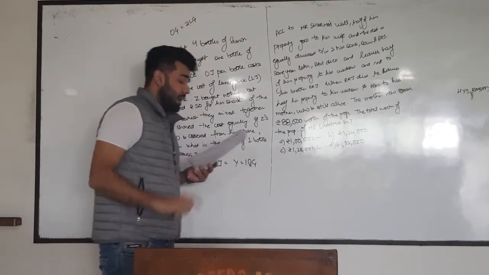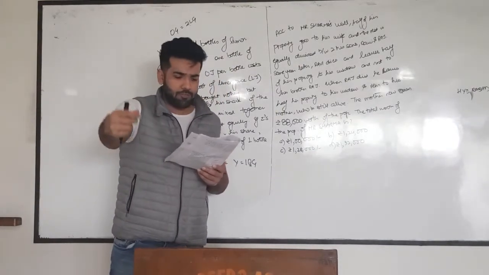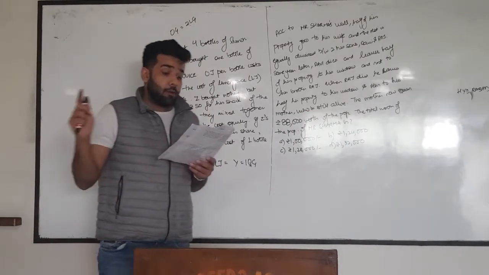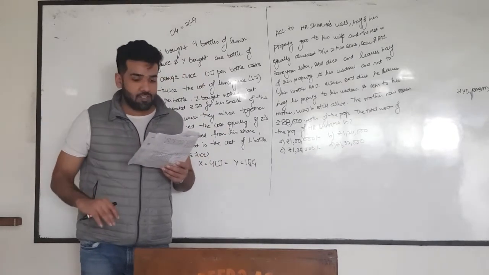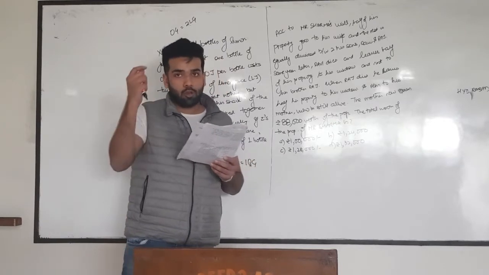Now what happens? Z got nothing, but he contributed rupees 50 for his share. So he gave rupees 50. The 3 friends X, Y, Z. Z is paying only 50, which they mixed together and shared the cost equally. If Z's rupees 50 is covered from his share, then what is the cost of 1 bottle of orange juice?